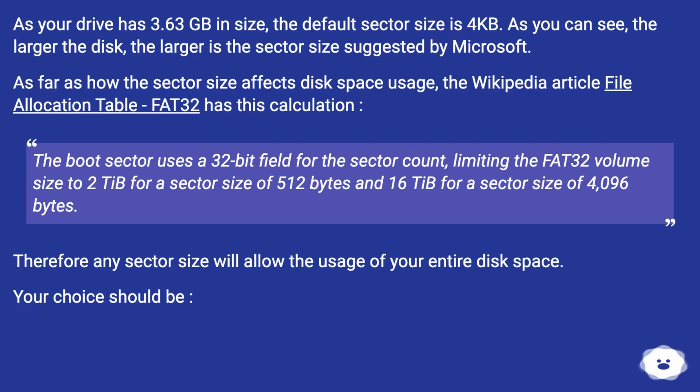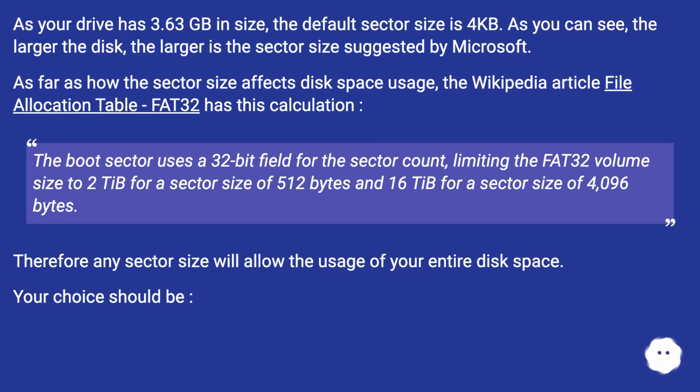As far as how the sector size affects disk space usage, the Wikipedia article "File Allocation Table" for FAT32 has this calculation. The boot sector uses a 32-bit field for the sector count, limiting the FAT32 volume size to 2 TiB for a sector size of 512 bytes and 16 TiB for a sector size of 4096 bytes. Therefore, any sector size will allow the usage of your entire disk space.